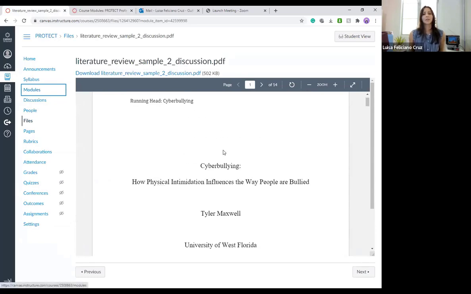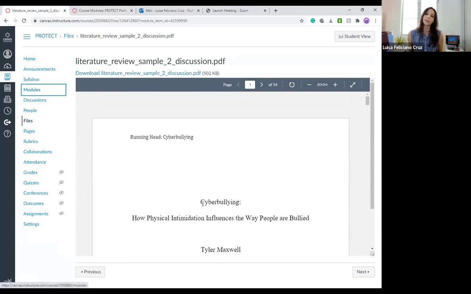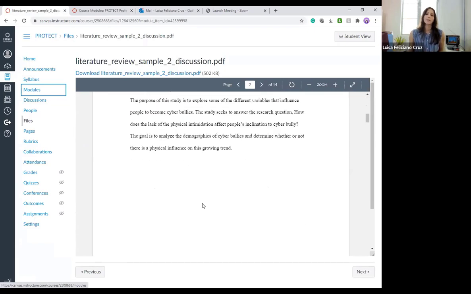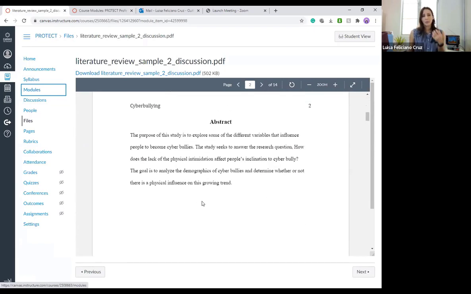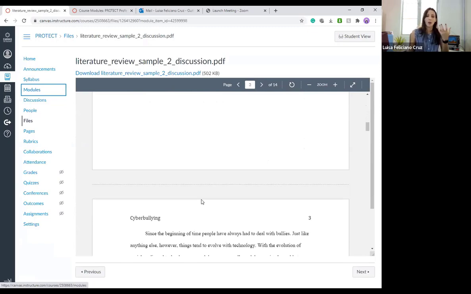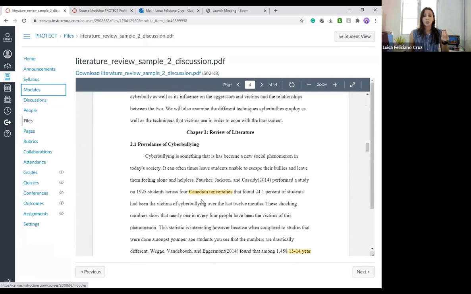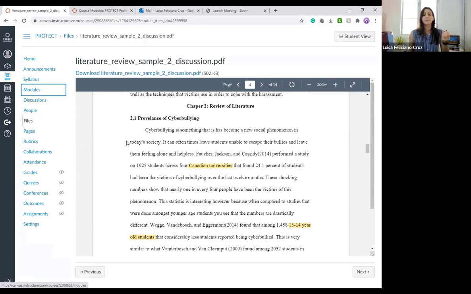Okay, so it's about cyberbullying, and I chose it because it's simple. It's a simple writing, but it's something that we can all understand in terms of the content, basically. So this review starts with the abstract, and then the author goes on with an introduction, right? So chapter 2, he starts the literature review. And for instance, his first subtopic, his first topic is the prevalence of cyberbullying. So how common is it?